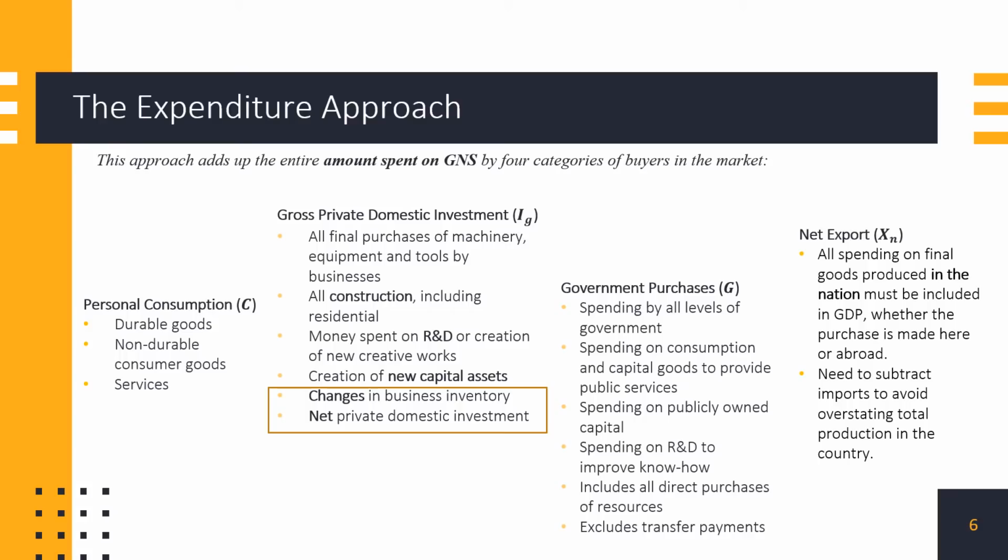However, sometimes we import goods from other countries, so this needs to be subtracted. That is why it is called net export. Net export simply means total export minus total import. So the net export is the one included in our GDP calculation. To summarize, to calculate GDP using the expenditure approach is basically C plus IG plus G plus XN.